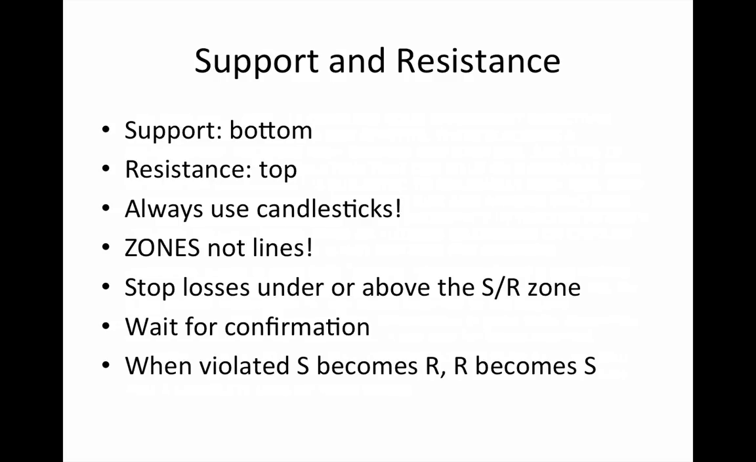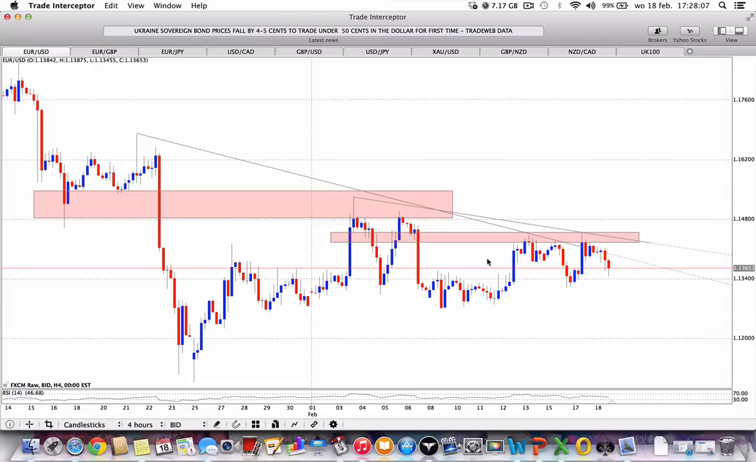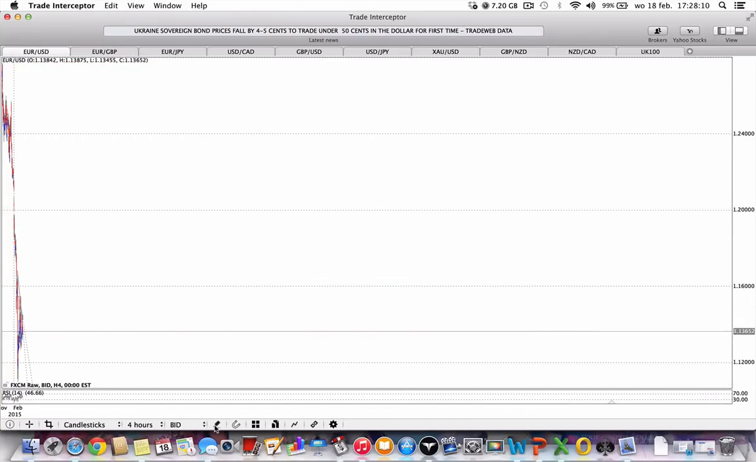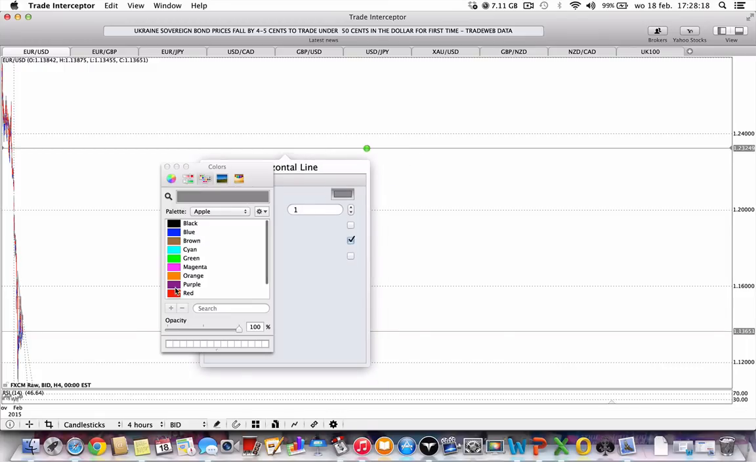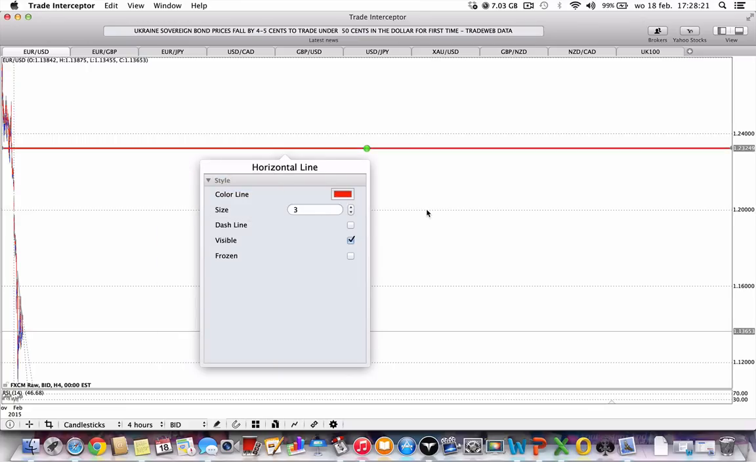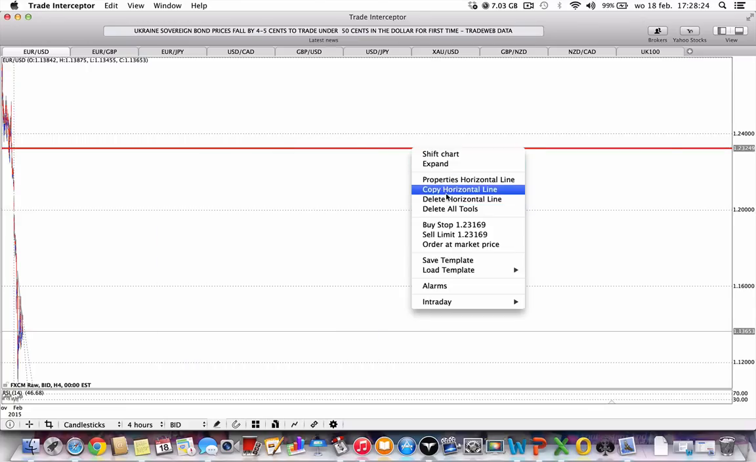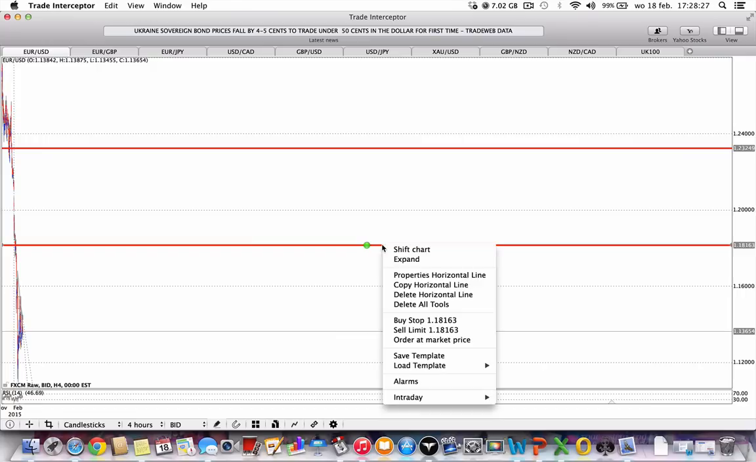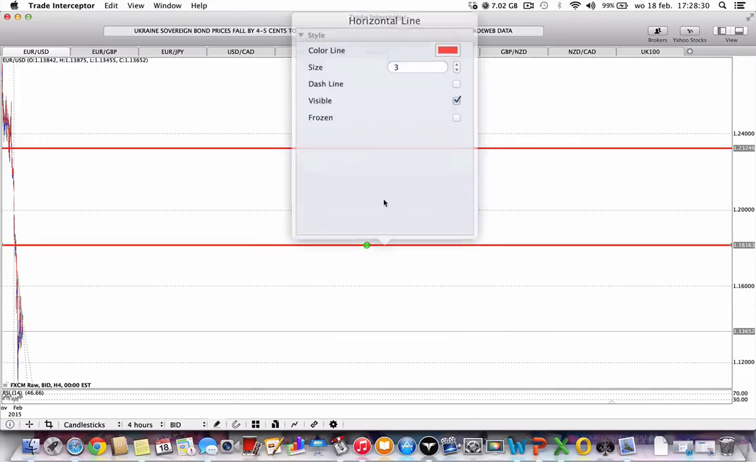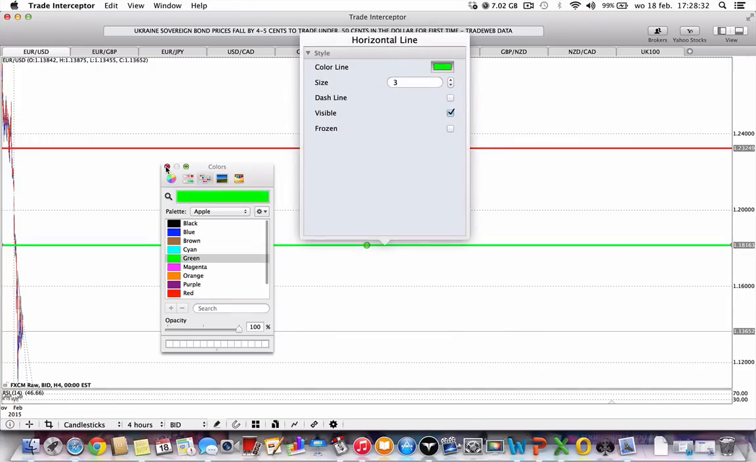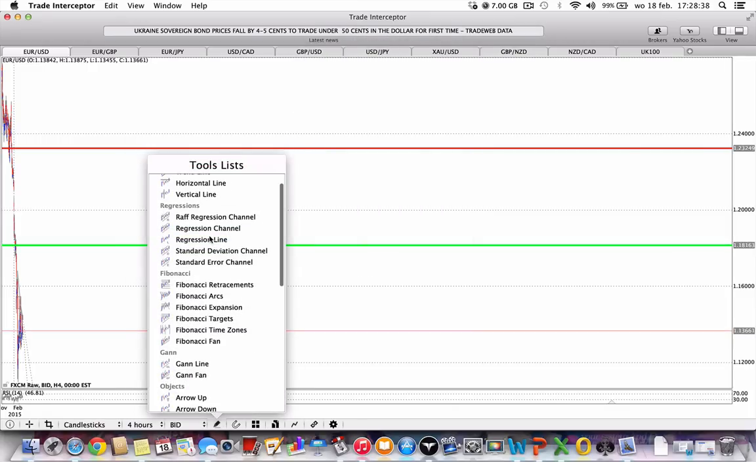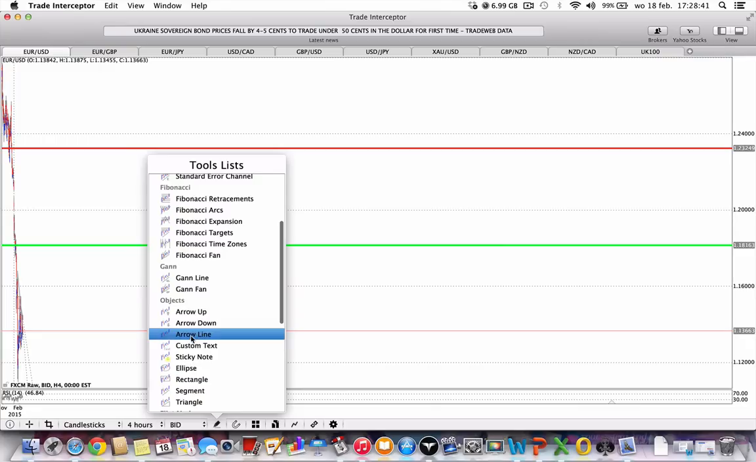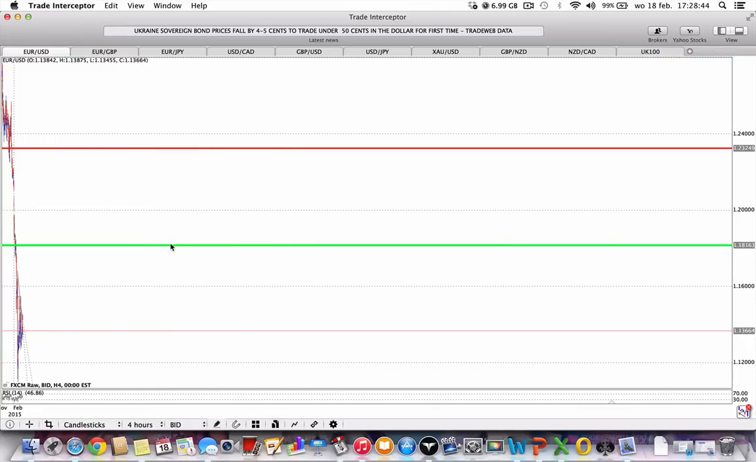So I'm going to explain it with an example. I'm going to draw two lines. One line will be our resistance line. I'm going to give it a red color. Then let's copy this one and make this the support line. I'm giving it a nice green color. So this example will just be very simple, just to explain everything about support and resistance.